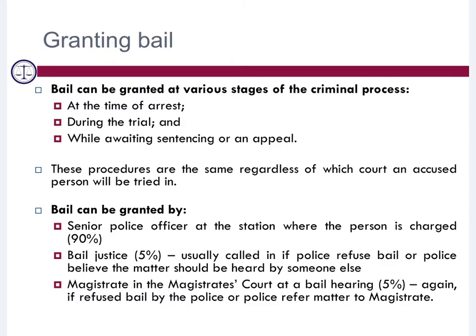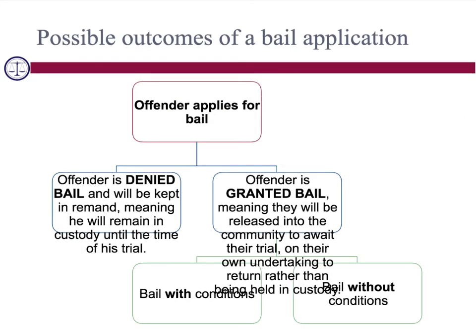There are a few possible outcomes for when an offender applies for bail. First of all, if an offender is denied bail, they will be kept in remand, meaning they will remain in custody or in jail until the time of their trial. Alternatively, if the offender is granted bail, this means they'll be released into the community to await their trial. They are released on their own undertaking to return, rather than having to be held in custody.